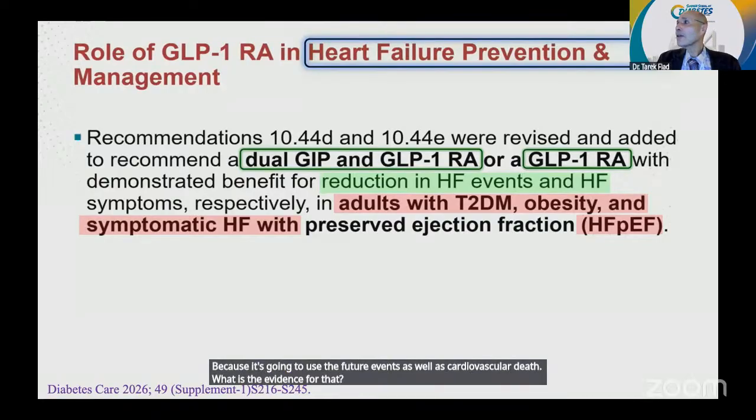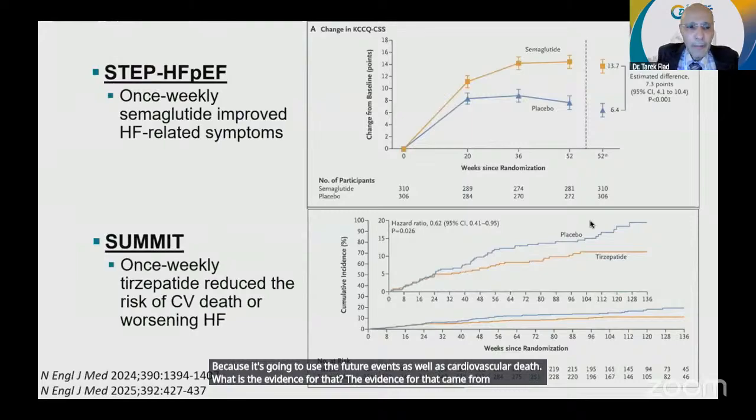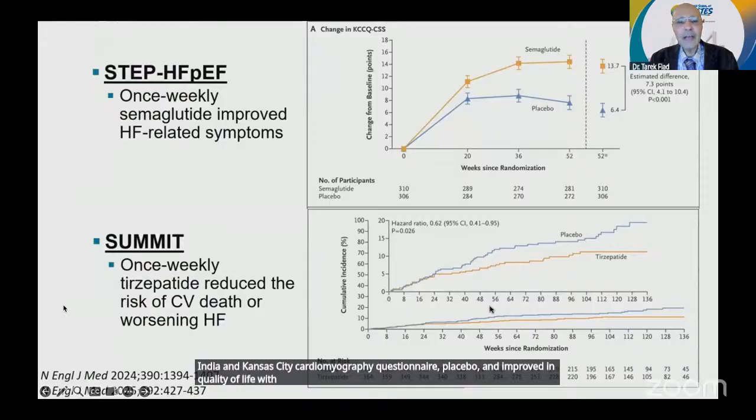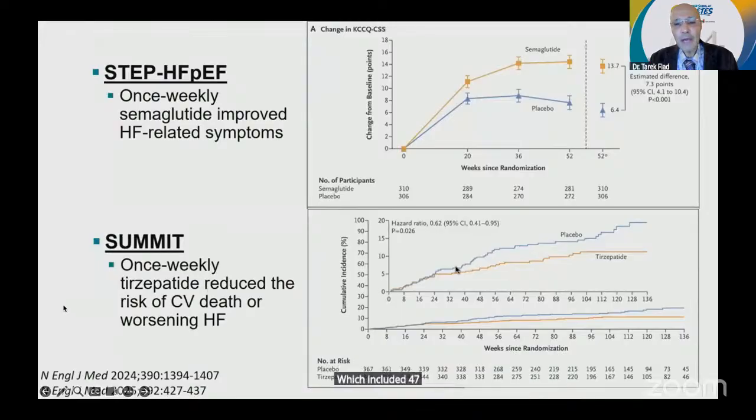The evidence for that came from a study, the STEP HFpEF diabetes mellitus, and here we can see the Kansas City Cardiomyopathy Questionnaire, placebo, and improved quality of life with semaglutide. Equally, the SUMMIT trial, which included 47% patients with type 2 diabetes, again with tirzepatide, we saw significant reduction in cardiovascular death and worsening of heart failure.